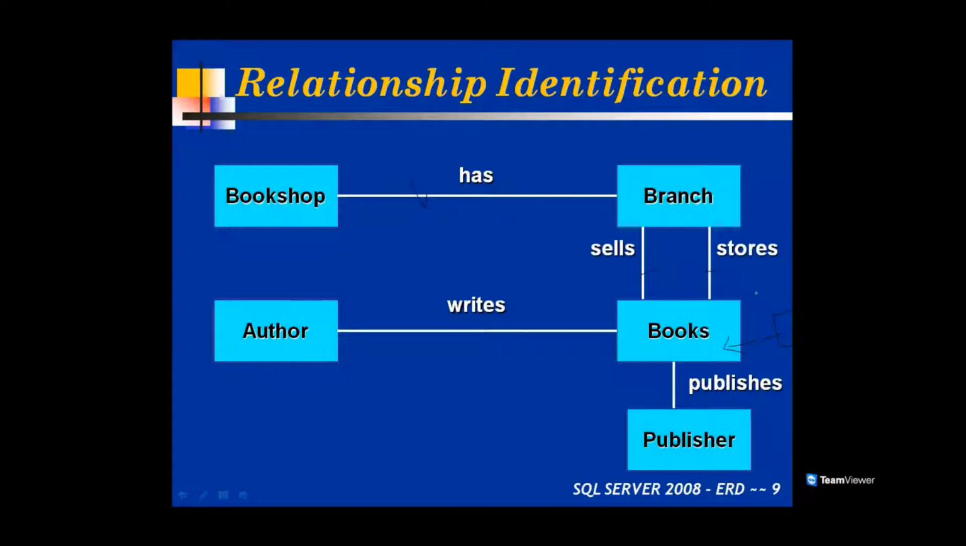Sometimes entities may not have a relationship. What is the relationship between author and the bookshop? There is no relationship. They're indirectly connected, but there is no direct one. So entities may have relations, may not have relations. They may have single or they may have multiple. So this is step number two.